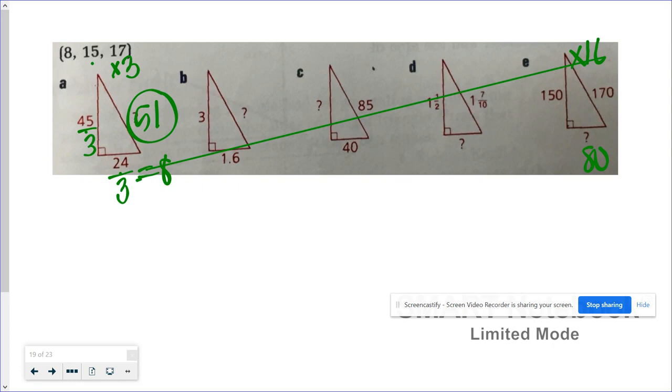Okay, B is not as obvious. The key there is realizing that they divided by 5. So if you go 8 divided by 5, you get 1.6. 15 divided by 5 is 3. So this would be 17 divided by 5. That's not really obvious to me. Honestly, if I saw that problem on my homework, I would just use the Pythagorean theorem.